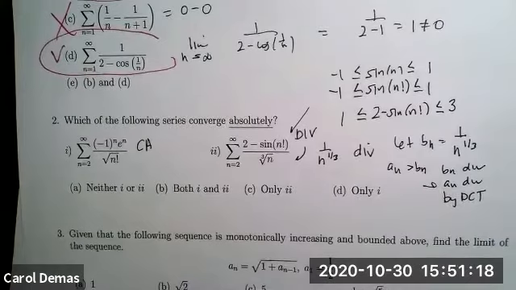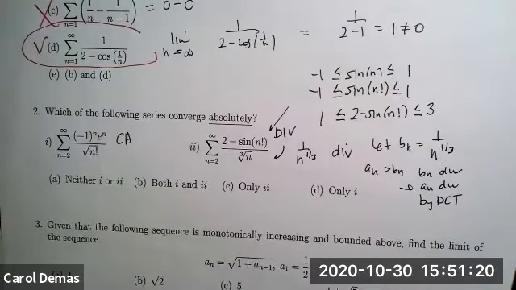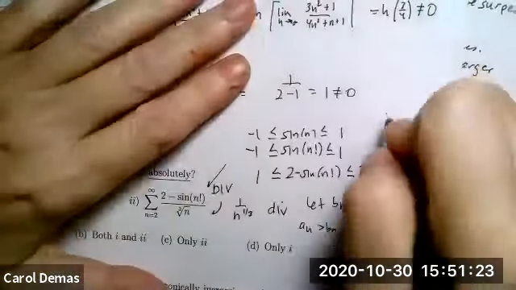If the sine was squared, it would be from 0 to 1, right? If the sine were squared, yeah.